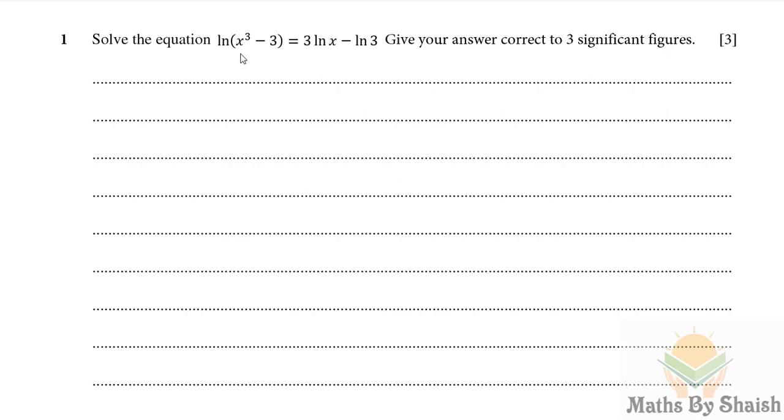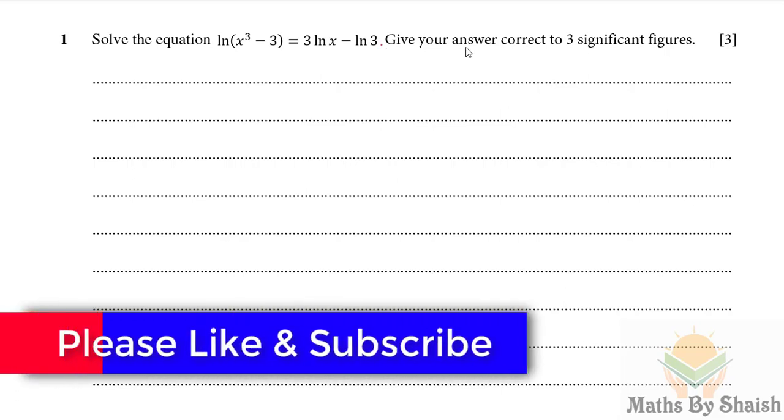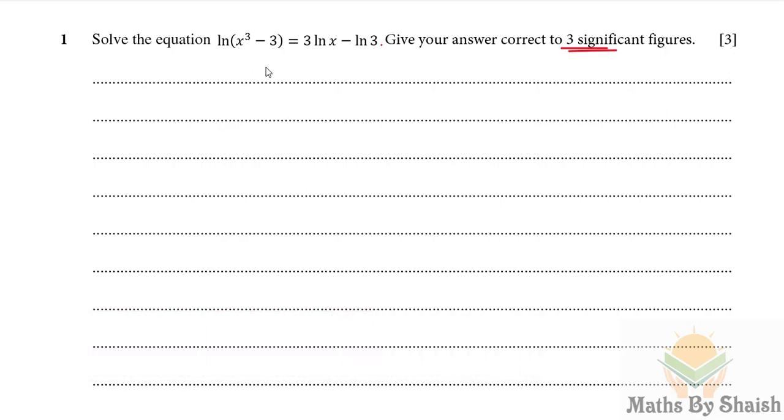Solve the equation ln(x cube minus 3) equals 3 times ln x minus ln 3. Give your answer correct to 3 significant figures. So we can see it's a natural log, so we'll use the properties of log first of all to collect them. Here we have ln of x cube minus 3, and we don't have any property for subtraction. Then we have 3 times ln x, so the 3 goes in the power and it becomes ln x cube.